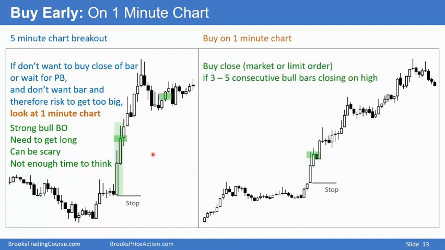Instead of buying that close, you might look at this and say, well, it's a pretty strong breakout. Maybe I'll buy the close on the 1-minute chart. Or we have a bear bar, a small pullback. Maybe I'll buy on a stop above the high of that bear bar, betting on some follow-through buying. As soon as I see 3, 4, or 5 consecutive bull bars, especially with 2 or 3 of them closing on or near their highs, and with the bodies getting pretty big, the odds are we're going to go at least a little bit higher. And therefore, I can buy for any reason.